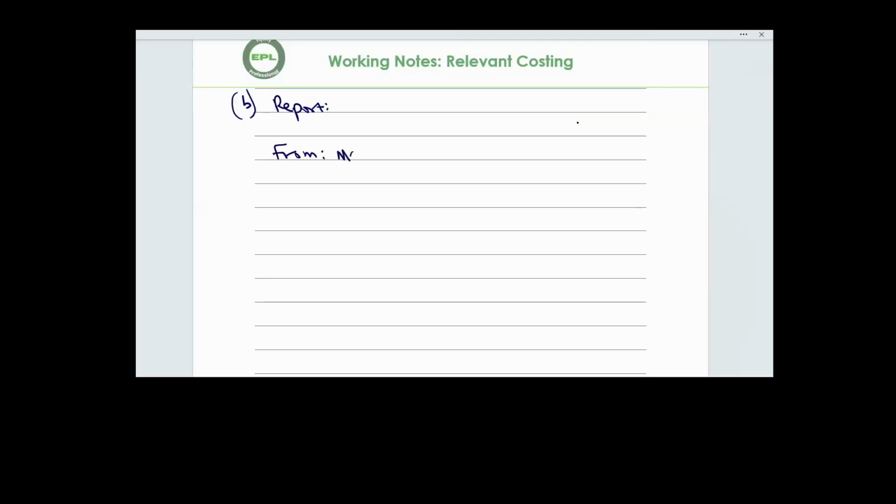From management accountant. Management accountant is the expert. To, who are you writing the report to? You are writing to management. If you like, you can say to management accountant, then next to the management, then from management accountant. However you want to put it, you are correct.